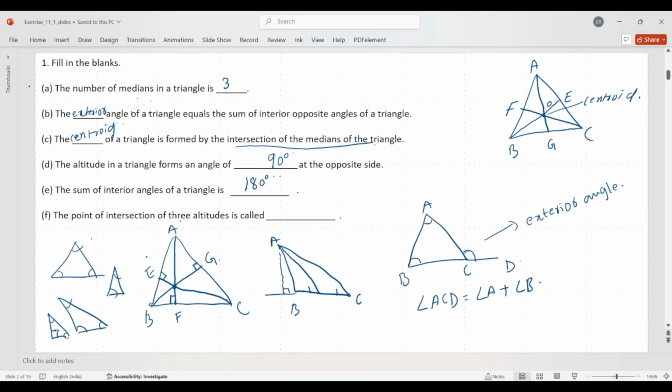Now F. The point of intersection of three altitudes is called, so we have this altitude figure here, and these three altitudes are intersecting each other at this point, okay, point O, and this is called orthocenter. Okay, so we will write here orthocenter.